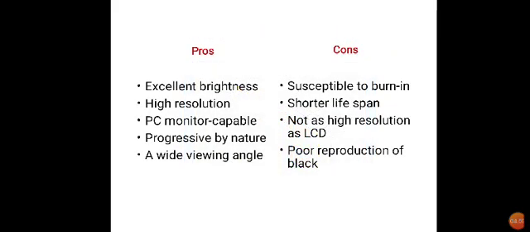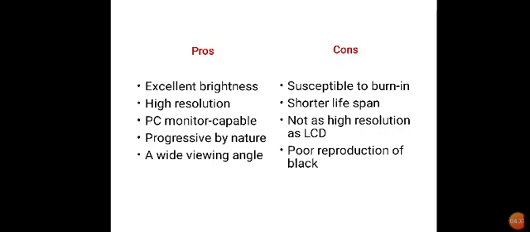Now we shall be talking about the pros and the cons of this technology, that is basically the advantages and disadvantages of plasma TV technology. So the first advantage is that it provides excellent brightness. Because plasma displays use direct lighting of phosphorus instead of backlighting systems as in LCDs, they provide us excellent brightness, right?